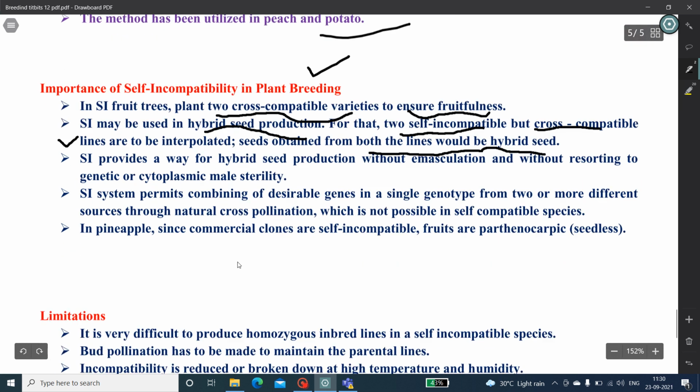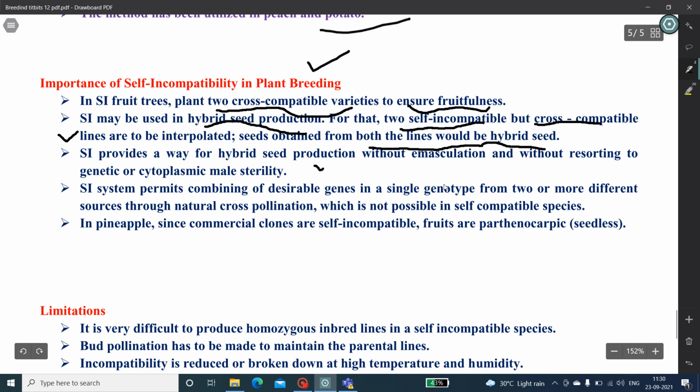And self-incompatibility provides a way for hybrid seed production without emasculation and without resorting to mechanisms like genetic and cytoplasmic male sterility. The self-incompatibility system permits combining of desirable genes in a single genotype from two or more different sources through natural cross-pollination, which is not possible in self-compatible species. In pineapple, since commercial clones are self-incompatible, the fruits produced from these lines are parthenocarpic, that is seedless.